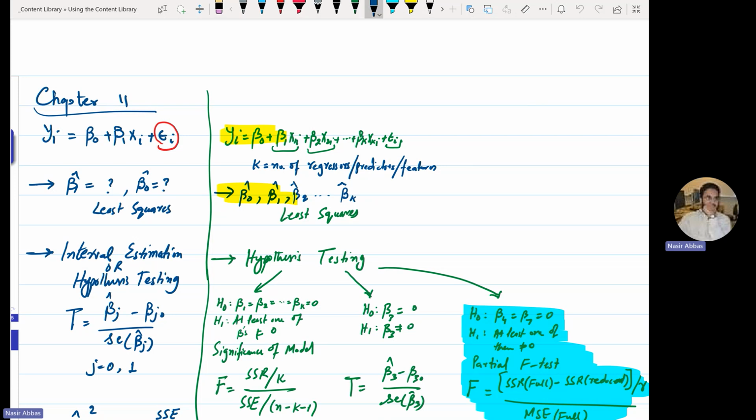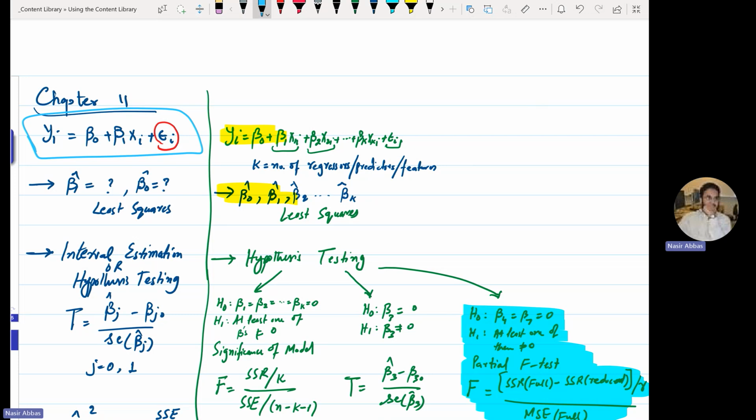I will keep highlighting with the light blue color. We have a simple linear regression model in chapter 11 where we had only one regressor. In statistics, we call it regressor. Sometimes we call it predictor. In machine learning, you call it feature. Sometimes they call it covariate. They are all the same things. In experimental design terminology, some engineering departments call it covariate, feature, predictor, regressor. They are all the same things.